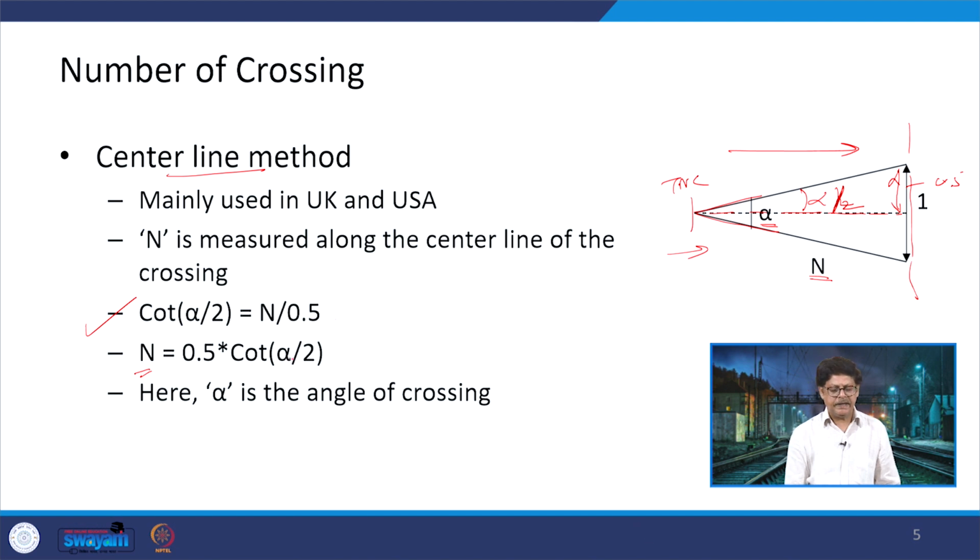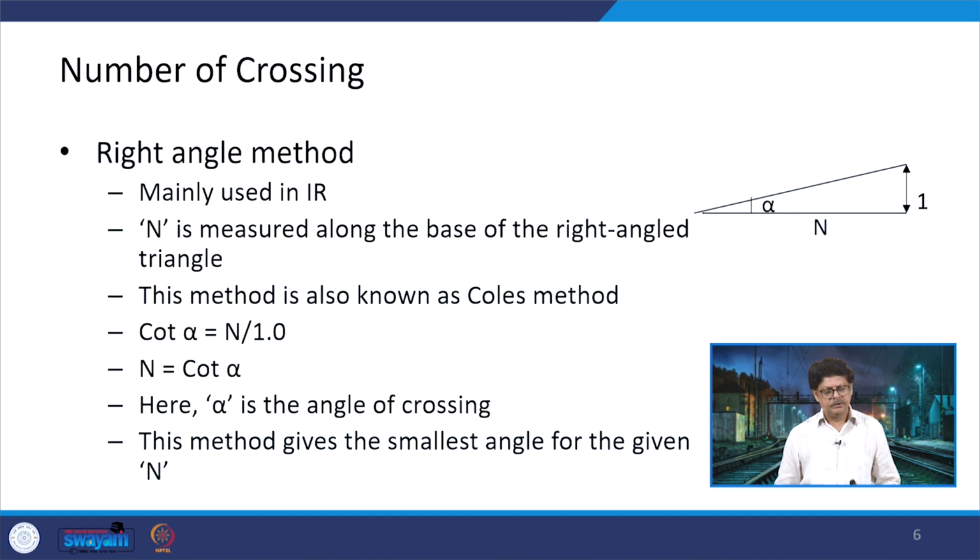So we know the angle, so we can find out the number of crossing. The other method is a right angle method, which is used on Indian Railways. It is also known as the Coles method. There is a design procedure which has been given by Coles, and this is being used on Indian Railways too. So, here the approach is a bit different.